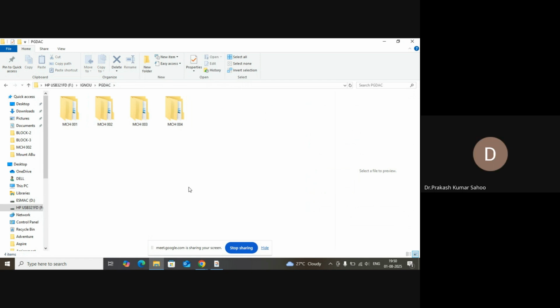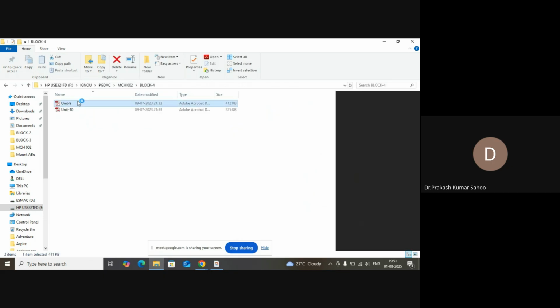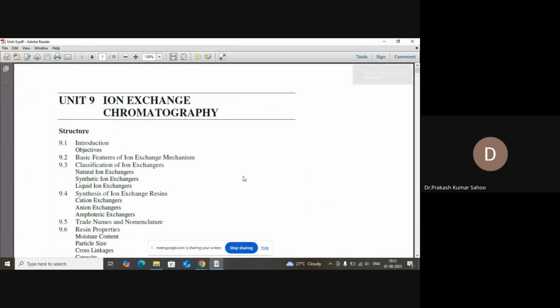So you study at ease. This is a very important separation technique of chemistry or chemical analysis, and tomorrow we will have the next unit, that is block 4 unit. Tomorrow there is no class, okay?